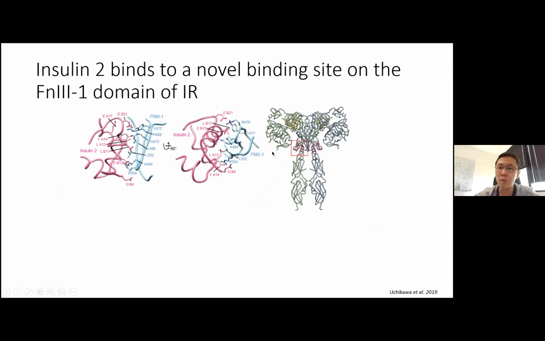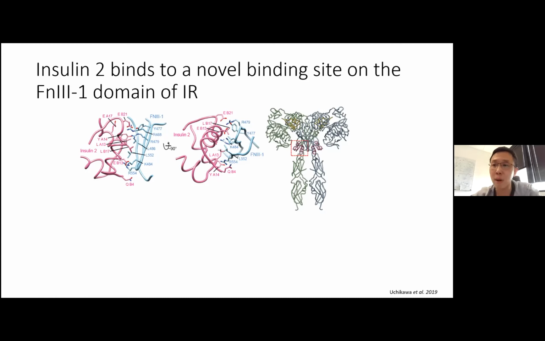Site 2 we actually identified for the first time, but because the binding of site 2 is only on one surface, it doesn't involve cross-linking between the two protomers. The surface is on the outer surface of the fibronectin 1 domain. So from this structure, it's really unclear why site 2 binding is important for activation.